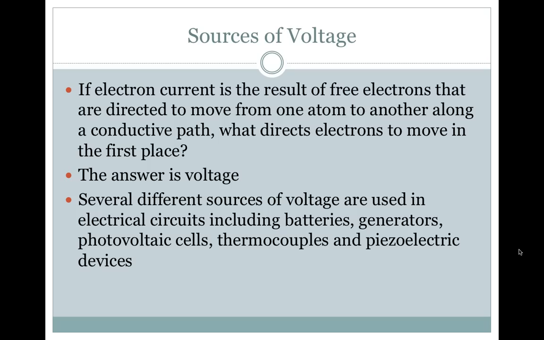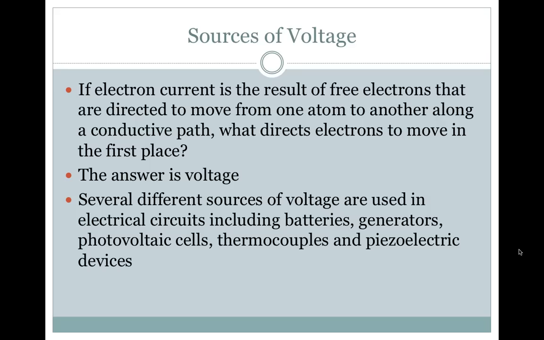Sources of voltage. If an electron current is the result of free electrons that are directed to move from one atom to another along a conductive path, what directs electrons to move in the first place? The answer is voltage. Several different sources of voltage are used in electrical circuits, including batteries, generators, photovoltaic cells, thermocouples, and piezoelectric devices.